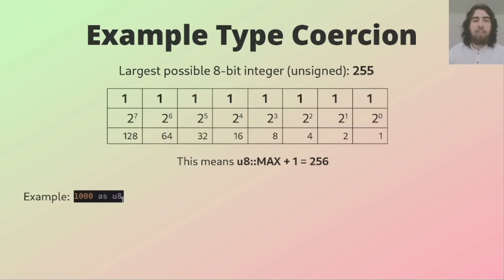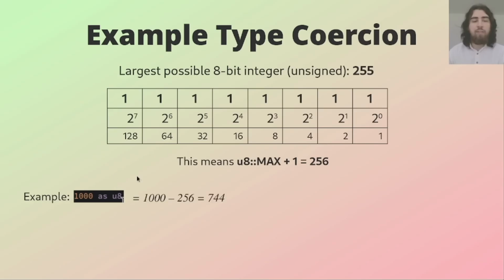So let's see an example. As you can see, we have here the largest unsigned 8-bit integer, 255, and this would be the binary representation. This means that U8, the data type for unsigned 8-bit integers, max, meaning 255, plus 1 will be 256. So for example, if we typecast 1000 as U8, then let's see what the compiler will do.